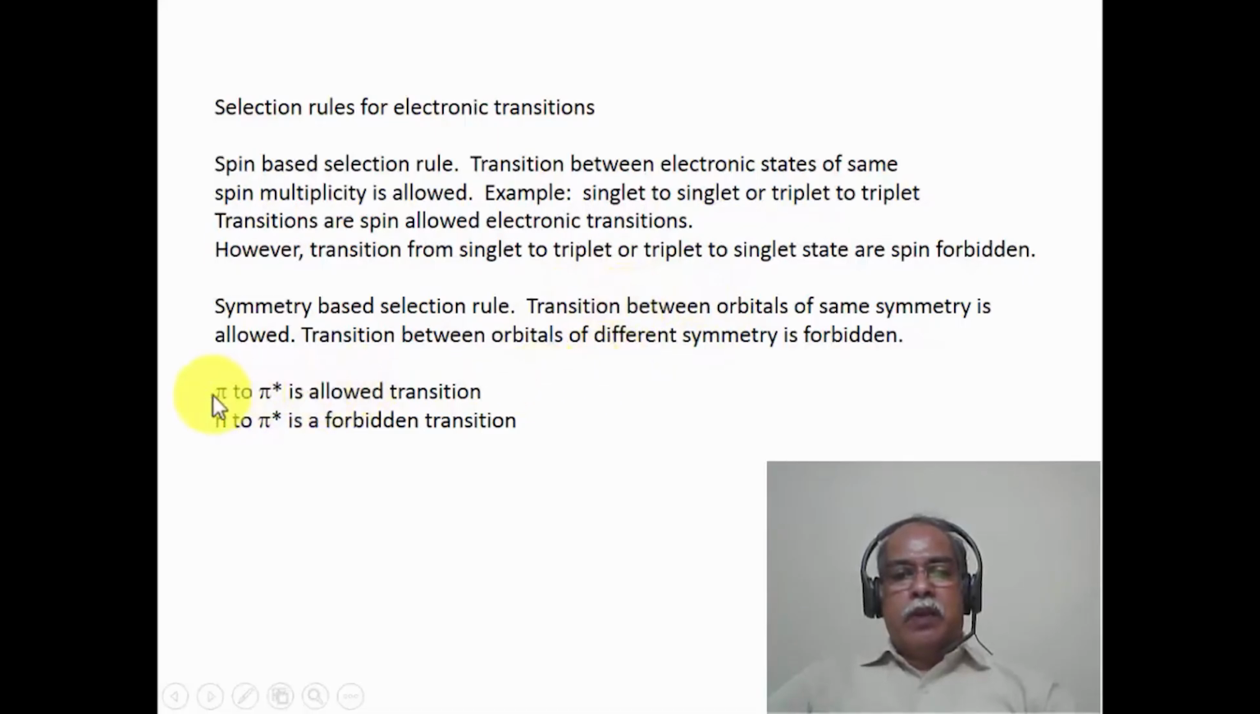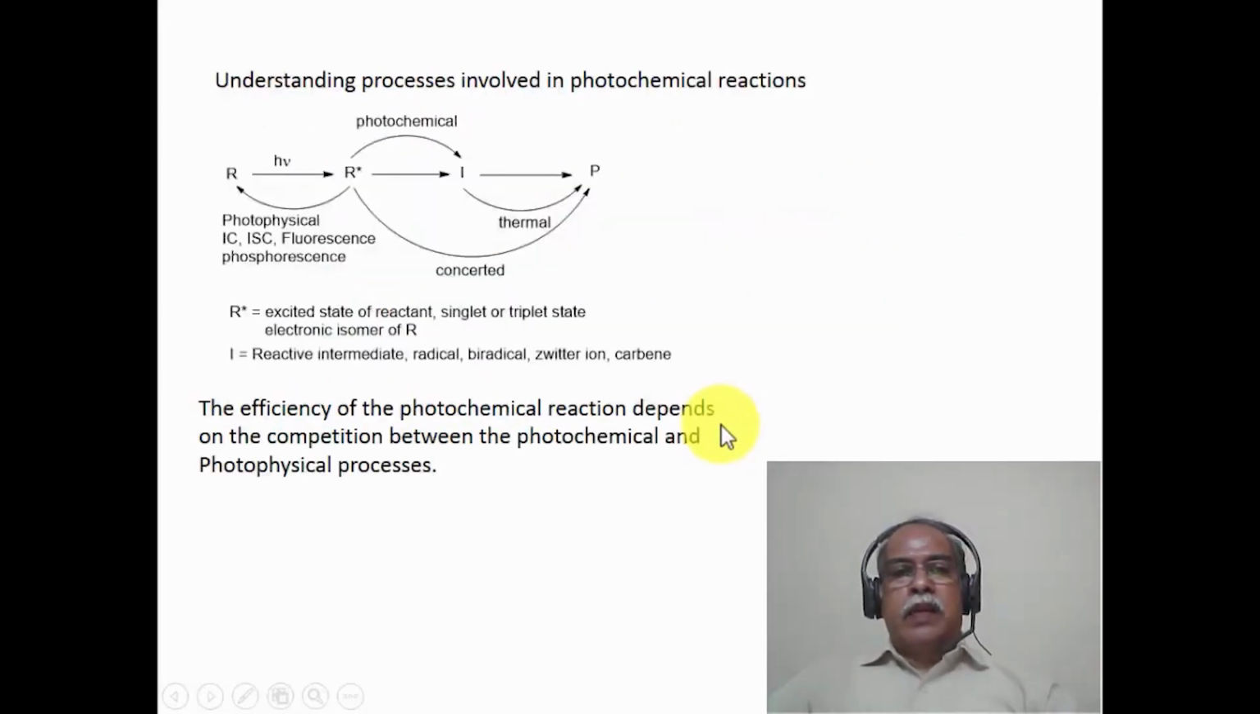Typically in olefinic compounds, the pi to pi star transition is an allowed transition, whereas n to pi star transition is a forbidden transition because of the selection rules that we talked about in this particular slide. Now, in order to understand the processes that are involved in a photochemical reaction, this diagram will help quite significantly. Let us start with the reactant R.